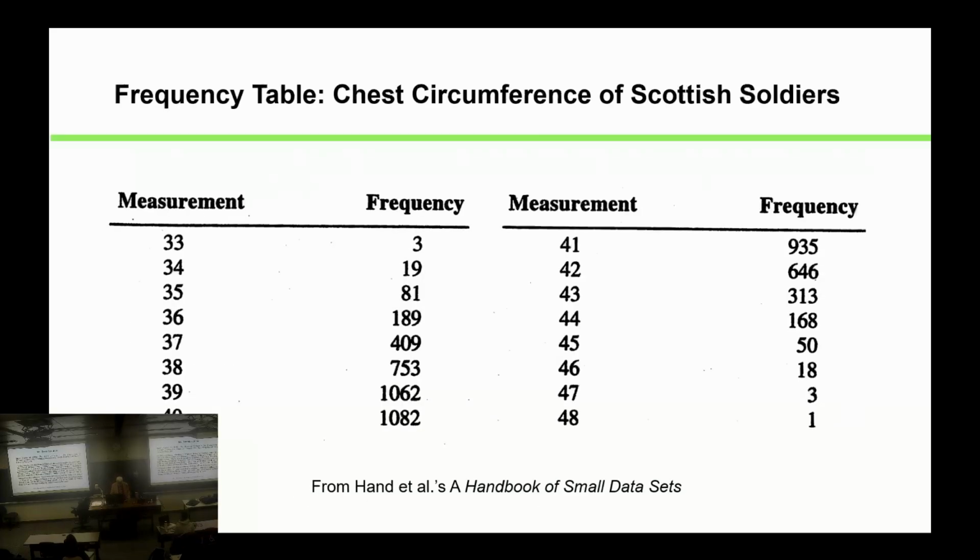And the data set looks like this. And so these are the midpoints. So 33 would be like 32.5 to 33.5 inches. 34 is the midpoint of 33.5 to 34.5 inches, with a decision rule for anything exact, etc. So they've been categorized, rounded off to the nearest inch.